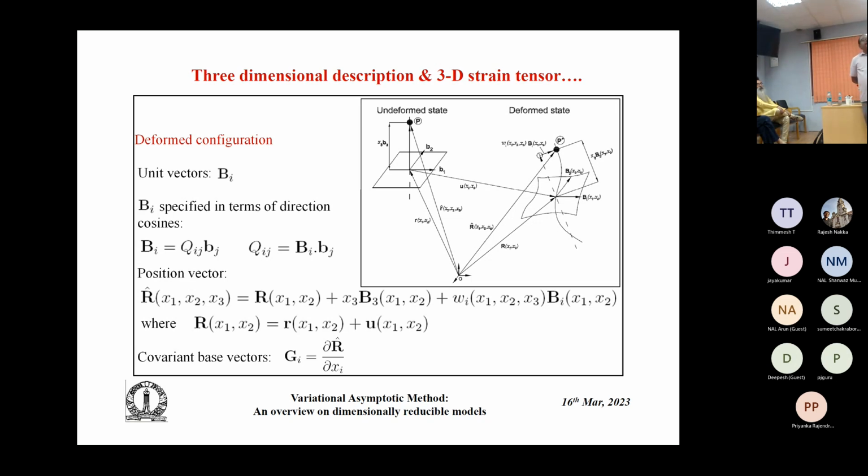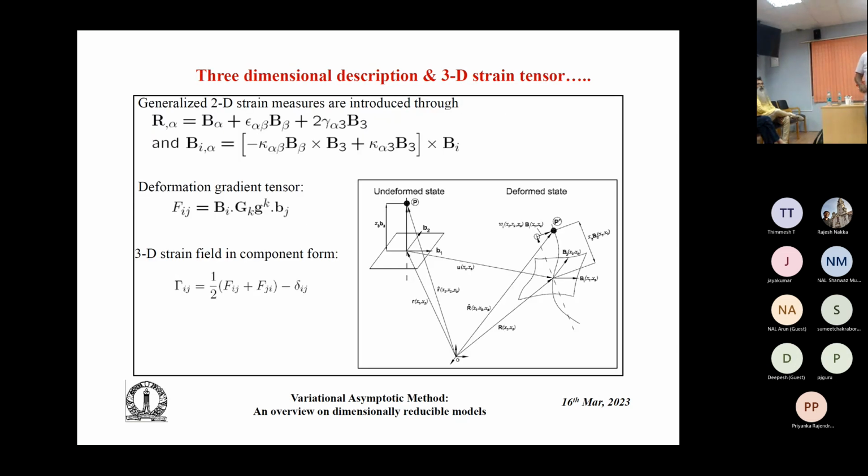So in the deformed configuration, the capital B basis is used to define the position vector, and the capital B as well as the small b are related by the directional cosine matrix. And the position vector, as I told earlier, for the material point under the given loads and boundary conditions, rotates, translates, as well as warps. So all the aspects have been embedded in the position vector, and the covariant base vectors in the deformed configuration are given similar to those defined in the undeformed configuration.